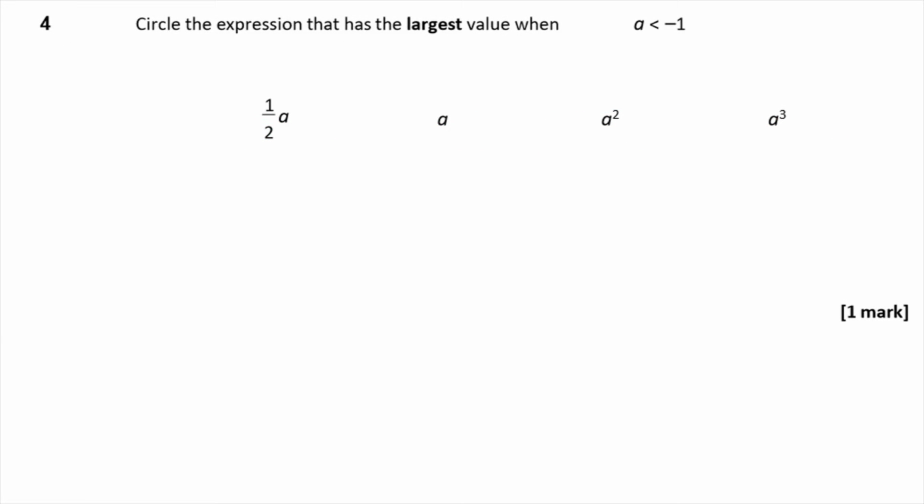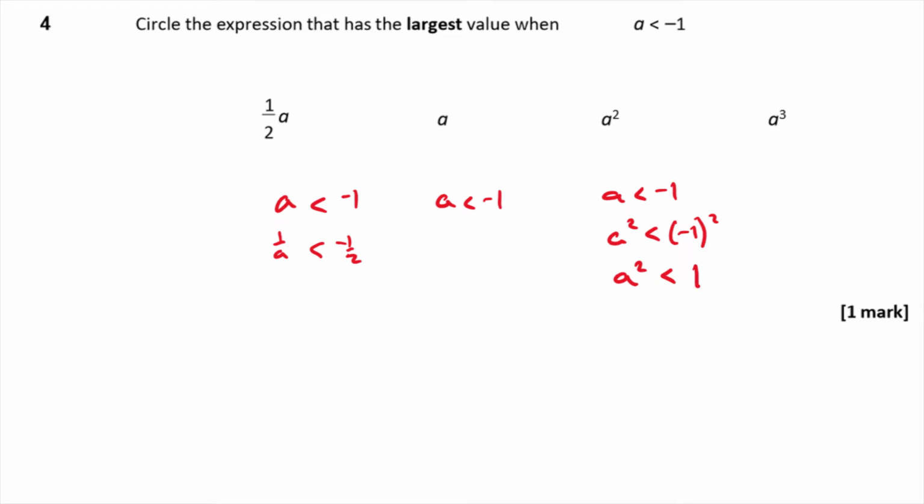Question 4, circle the expression that has the largest value when a is less than minus 1. Okay, so if a is less than minus 1, then half a is going to be less than half of that, isn't it? Minus a half. That's just a is less than minus 1. A squared, if a is less than minus 1, then a squared is going to be less than minus 1 squared. In other words, a squared is going to be less than 1.